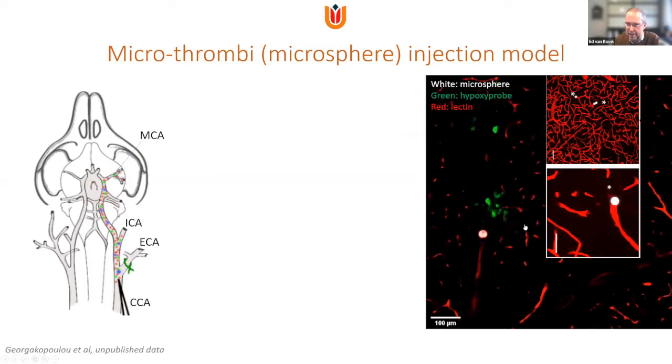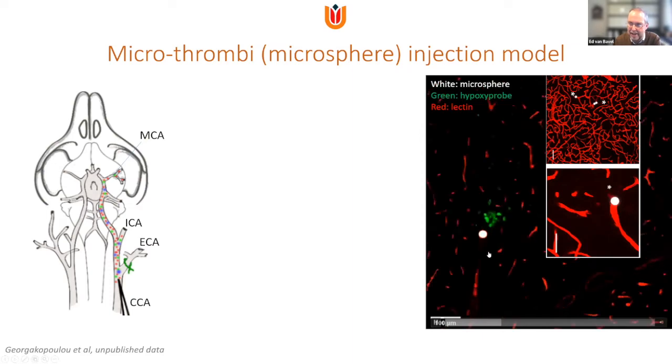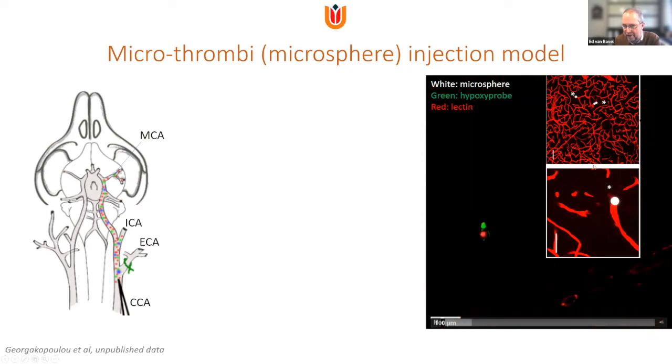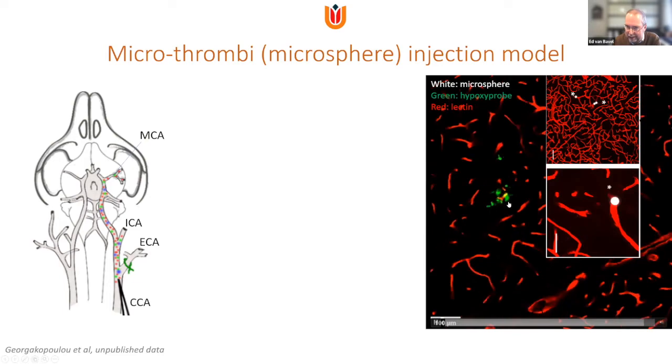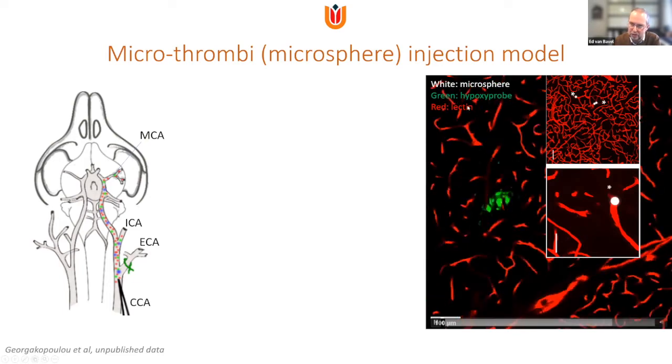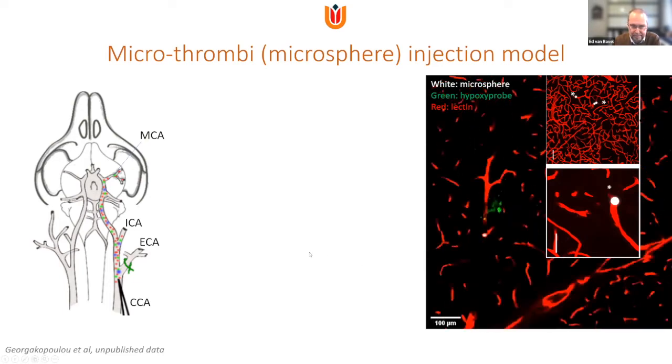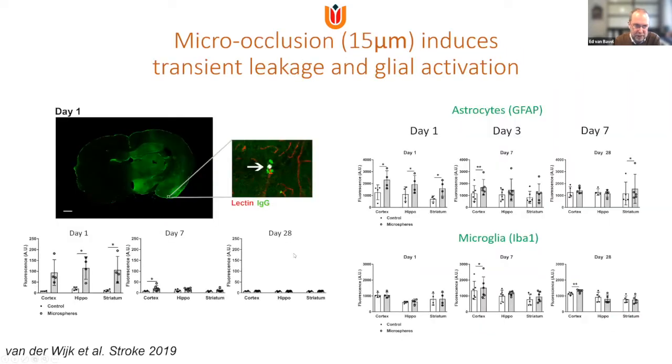I will show you some data. So it is confocal stacking data, looking at the capillary bed in red here, and the white microspheres. And in green, these are areas of hypoxia, stained by a hypoxia probe. What we see very early after this event is a diffuse leakage of the blood-brain barrier, indicated by staining for IgG. Around the microsphere, you see intense leakage of large vessels. But this disappears very quickly in the course of a couple of days.